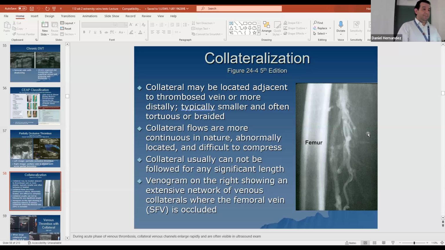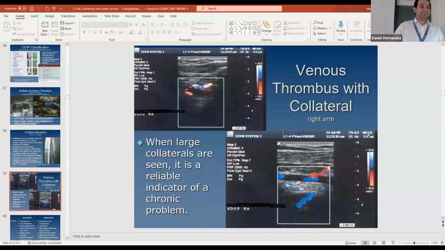So just keep that in mind. Collaterals usually cannot be followed for any significant length, so they kind of come in and out. You lose them. It's hard to connect them back to the main vessels. When you really want to image collaterals, venogram is really the way to go. You get a much more detailed picture than you do with sonography. So this was showing a central venous thrombus with some collateral vessels around the central thrombus. Here you could see in sagittal some of those collateral vessels.